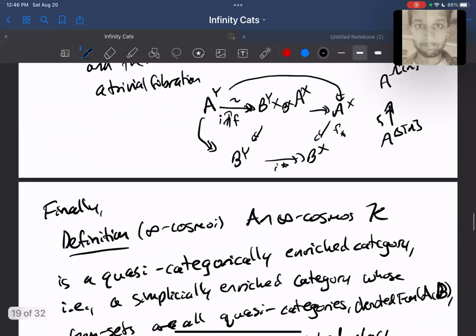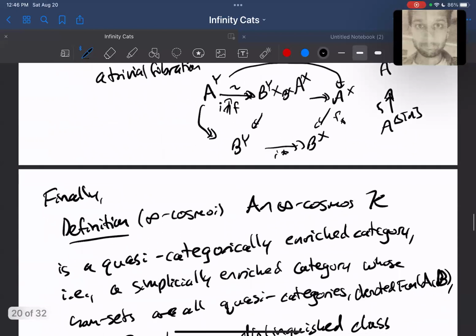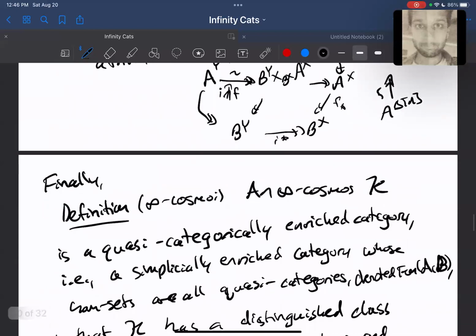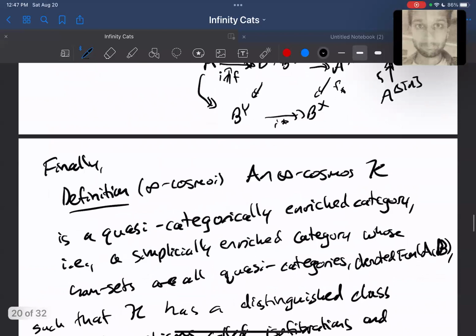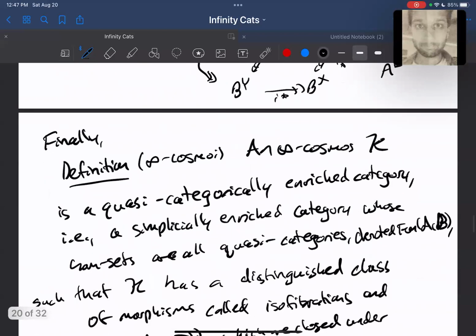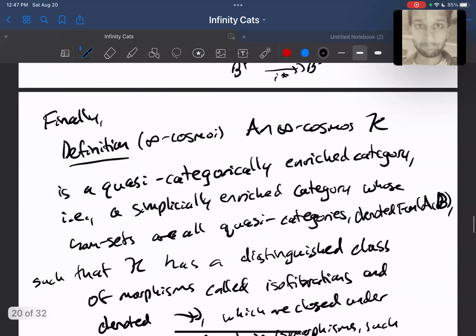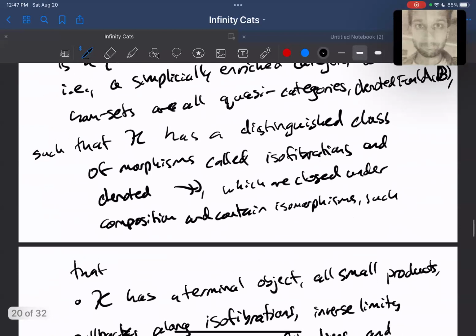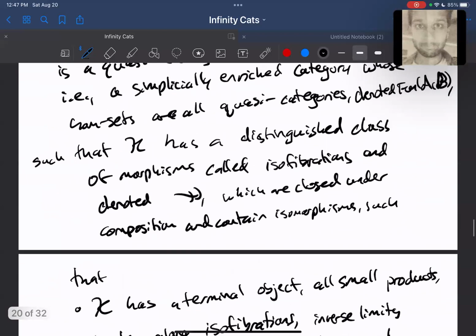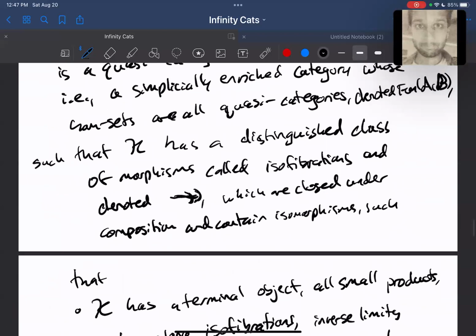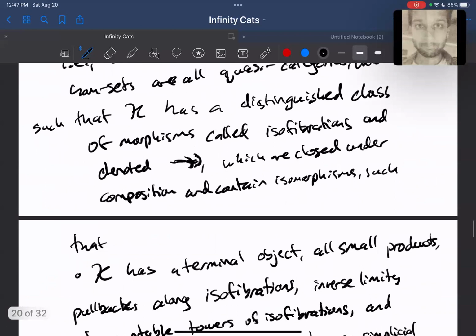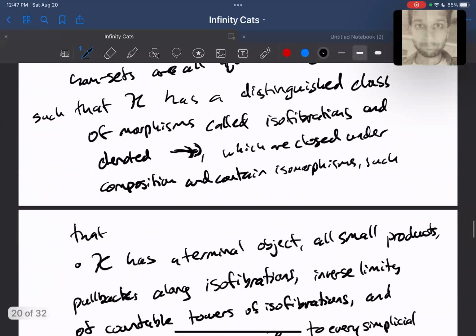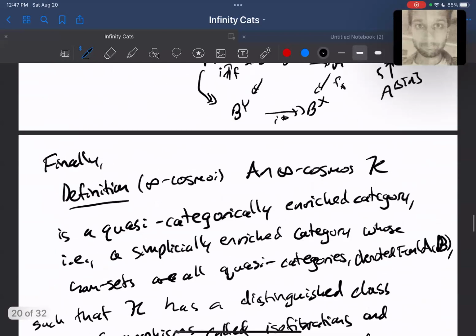Now that we have all those classes of maps set up, we can finally define an infinity cosmos. So an infinity cosmos K, this is the same thing as a quasi-categorically enriched category. So it's a simplicially enriched category where every functor space, which we denote by fun(A,B), is a quasi-category. And we also want K to have a distinguished class of morphisms called isofibrations, which we denote by this. We're not going to require equivalences, and we need these to be closed under composition and containing isomorphisms. Same thing as you would see up here.